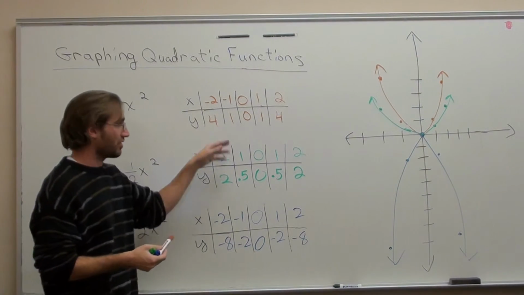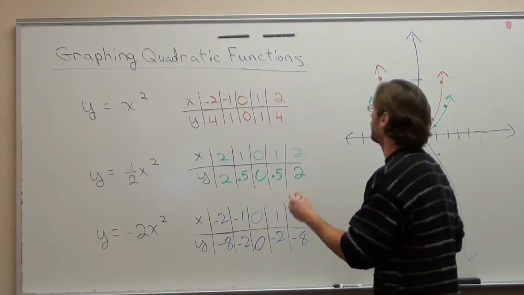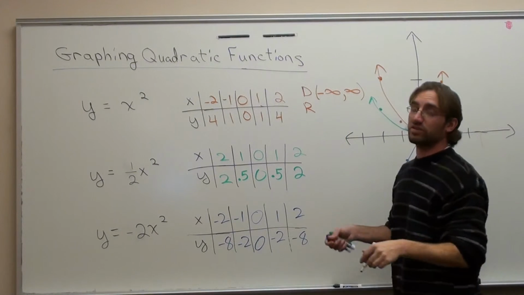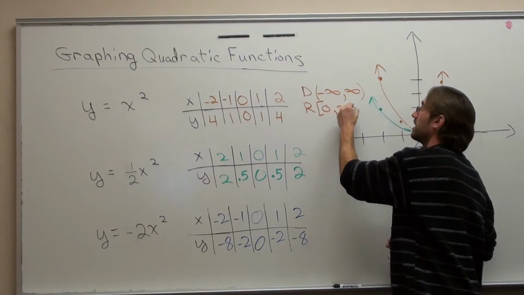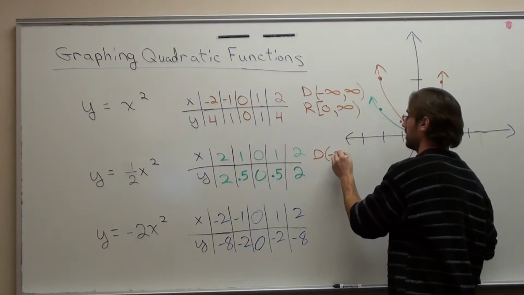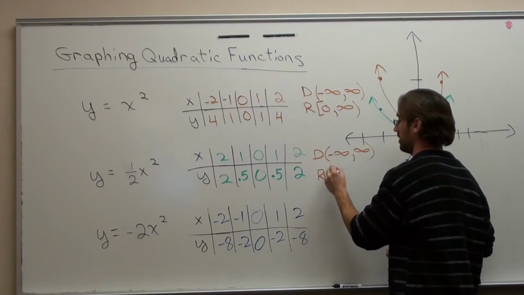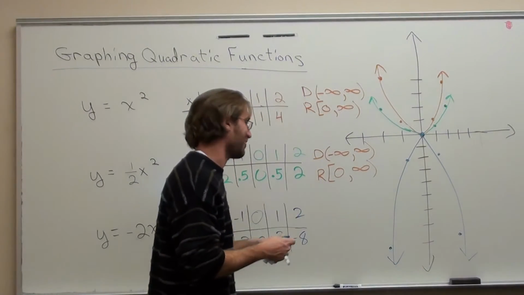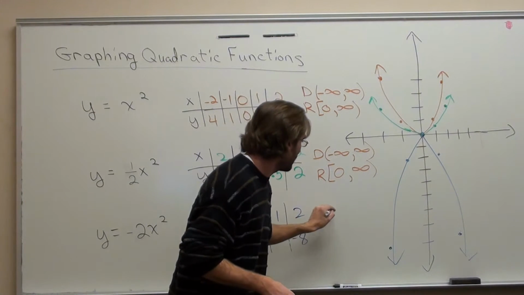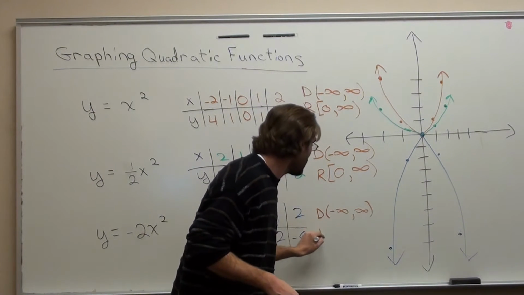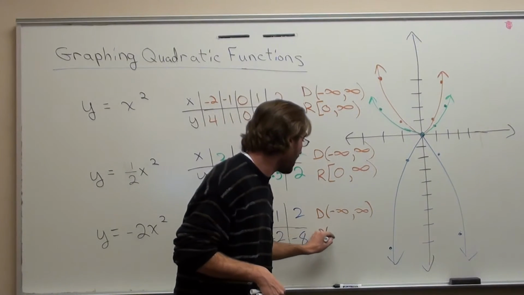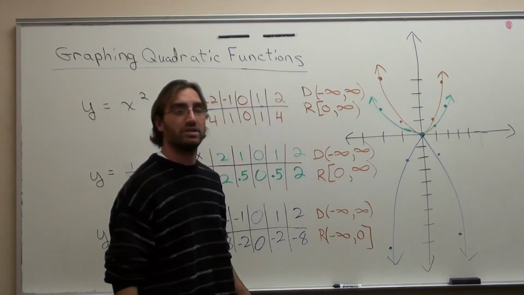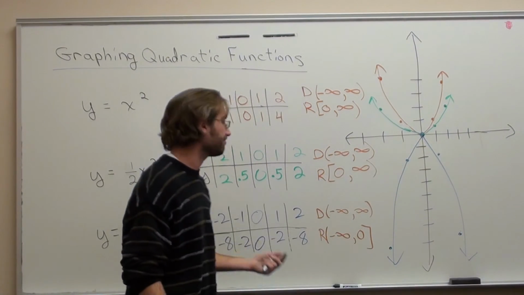Now, the domain and range for the first two are still the same. So I'll go ahead and write that down. Negative infinity to infinity. The range is from 0 to infinity. However, the domain is the same for this one, but the range is different. It'll never actually reach its lowest peak, negative infinity, and it'll go as high as 0. That's the highest the blue one will go.